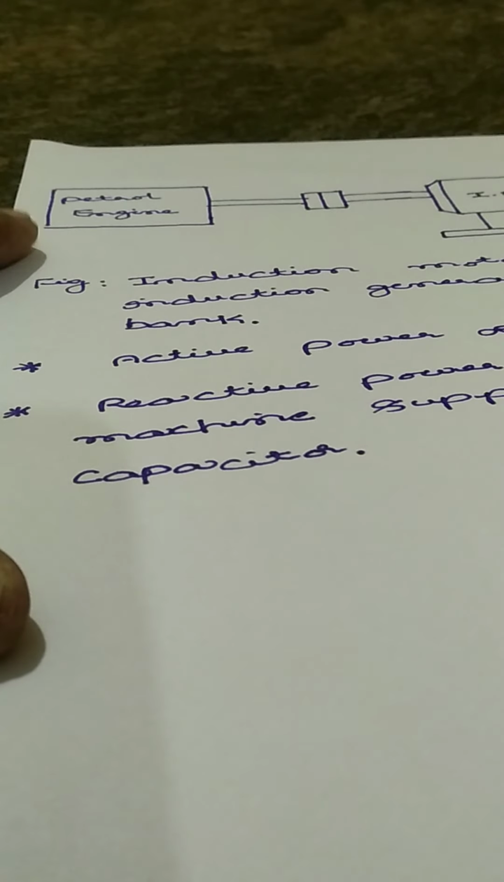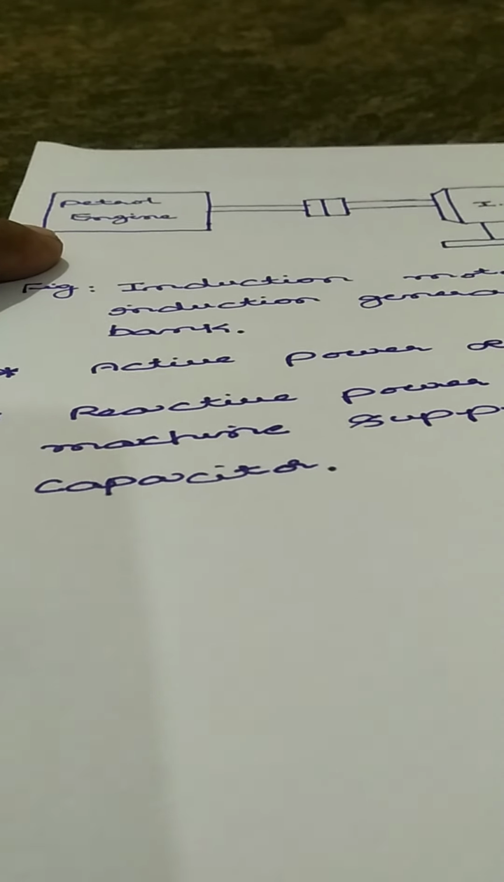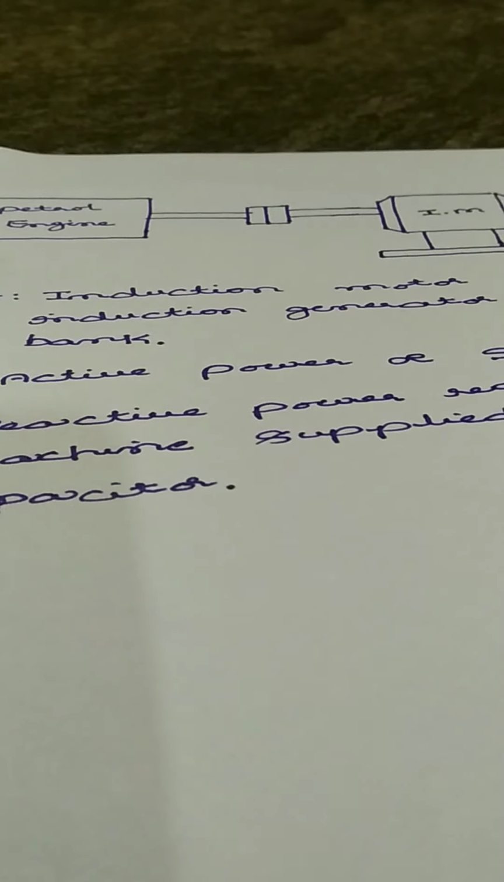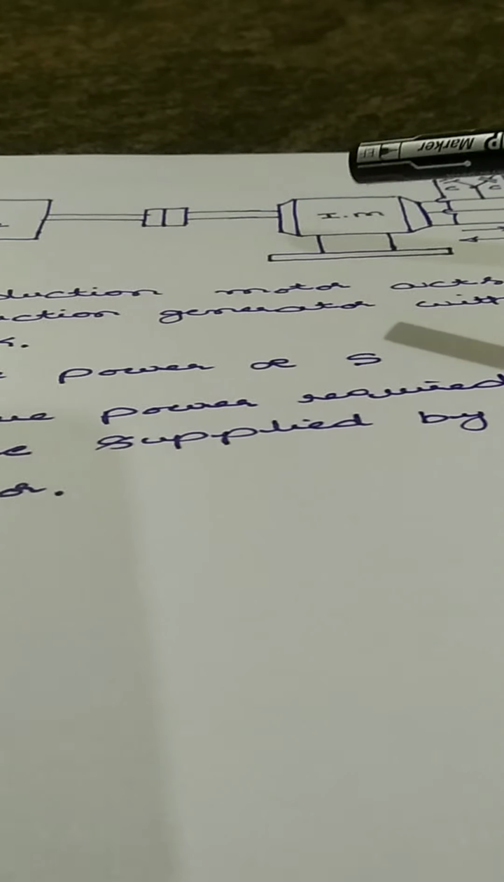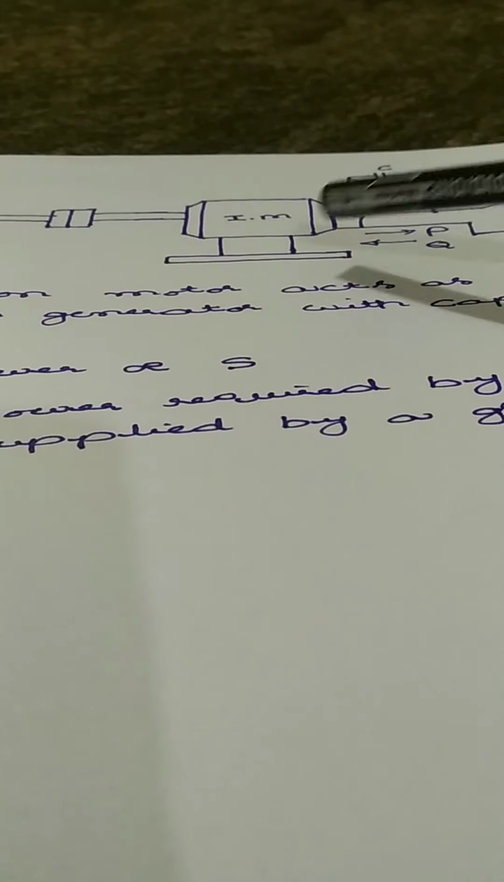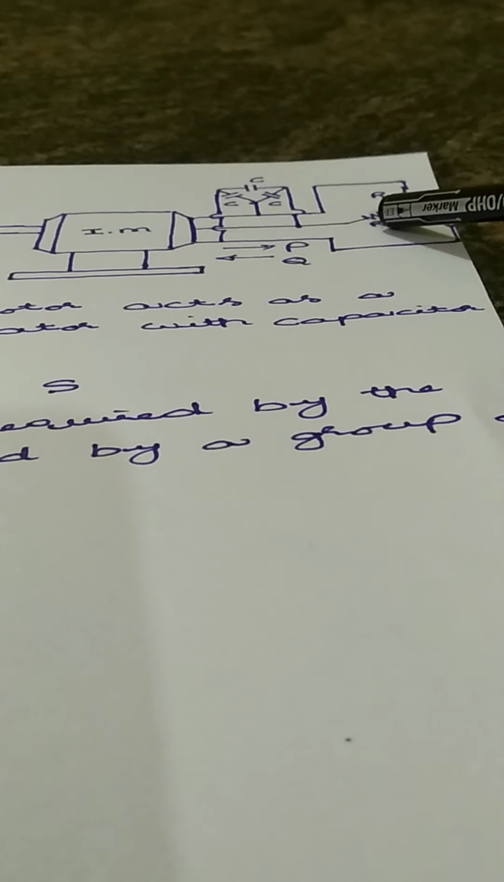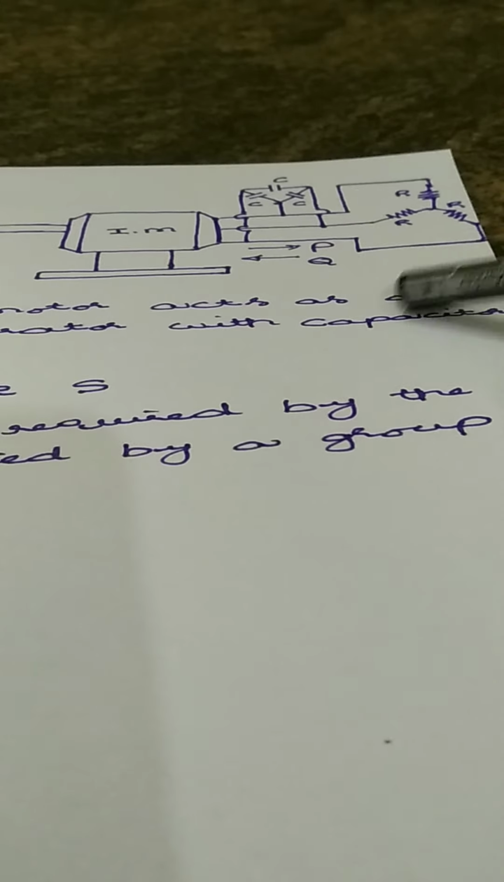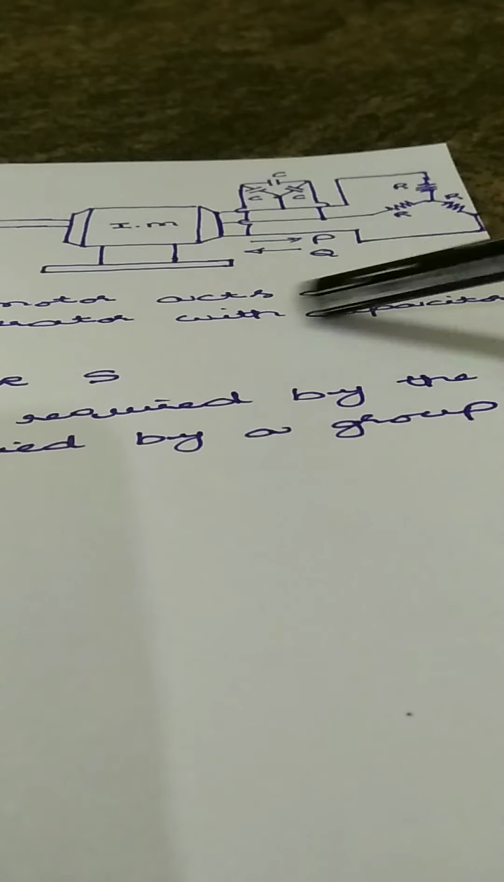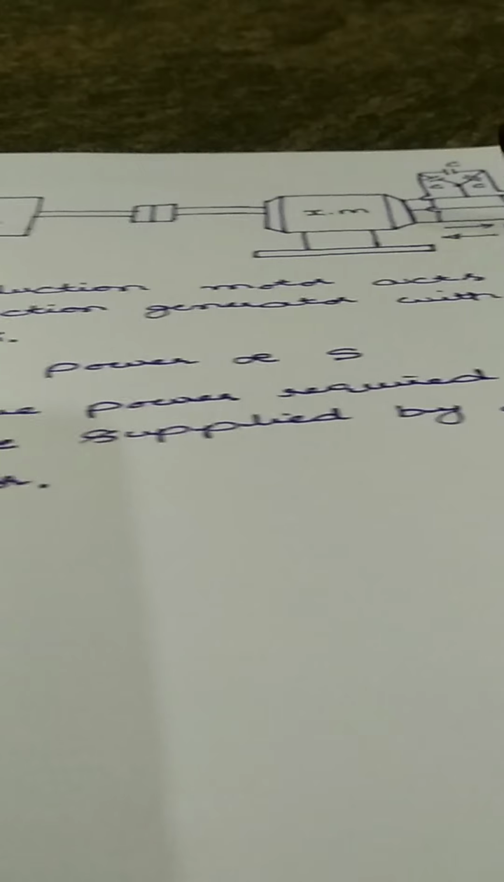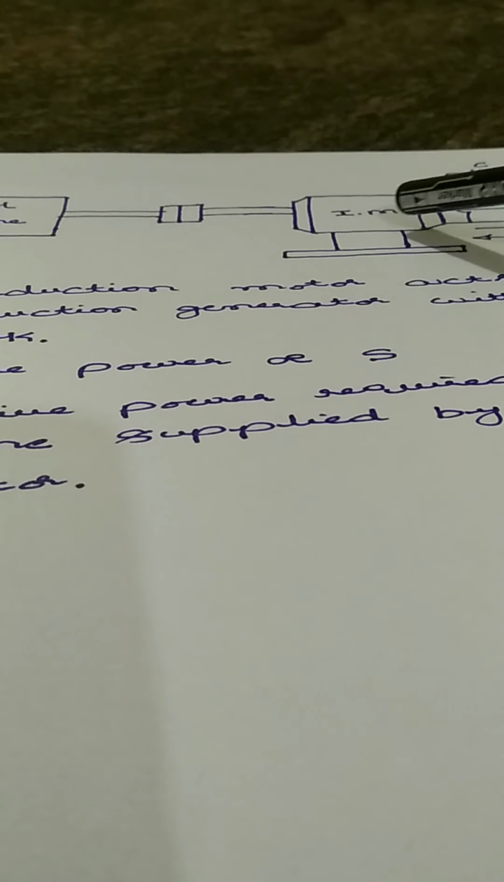Actually, practically, we run it by wind. So this is the block diagram of an induction motor acting as an induction generator and feeding the supply to the standalone system, a standalone system with a capacitor bank. So active power is fed to this.